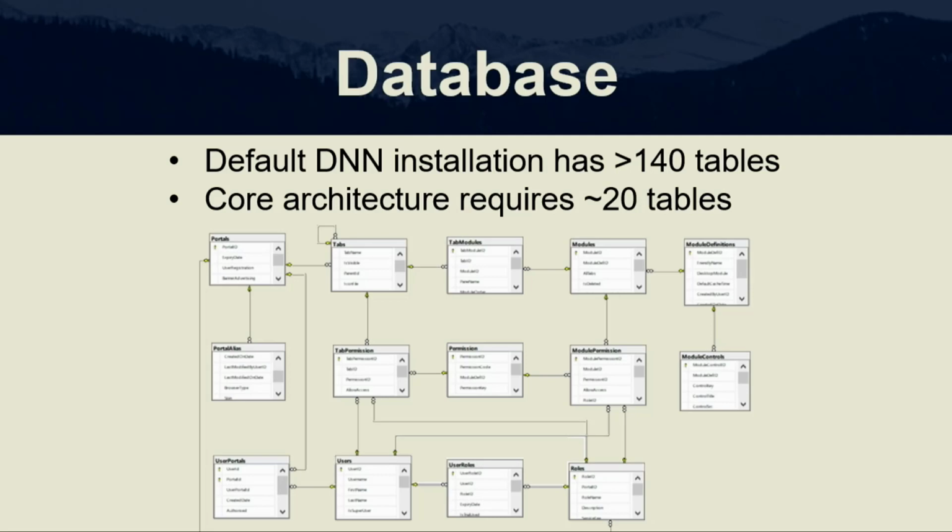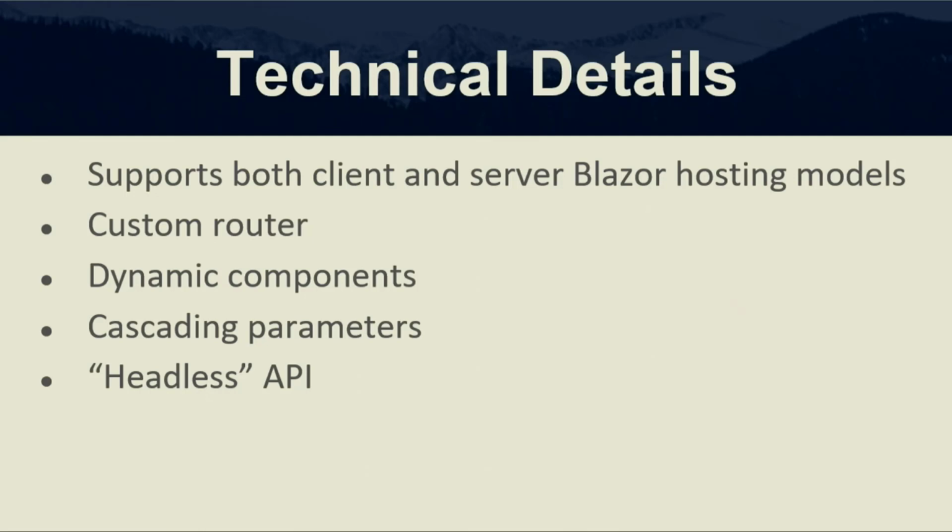Technical details, I had some technical goals I wanted to accomplish as well. So I wanted to support both client and server, which is sometimes a bit of a challenge. I knew I needed to create a custom router because the router that's part of Blazor is static, doesn't really work for us. Dynamic components, so all of the examples that you see for Blazor are very static in nature, and I needed to make sure that it was capable of injecting dynamic components. And then taking advantage of some of the newer stuff that the Blazor team has come out with.